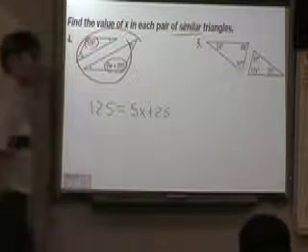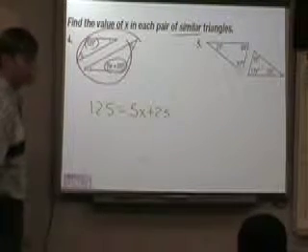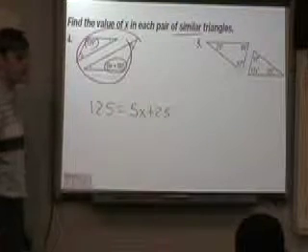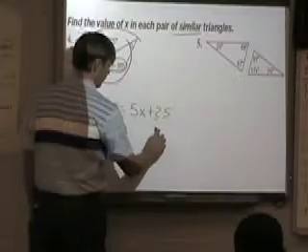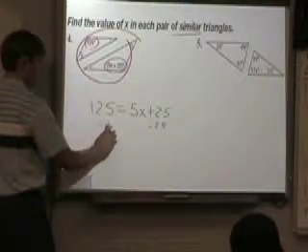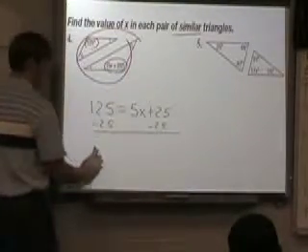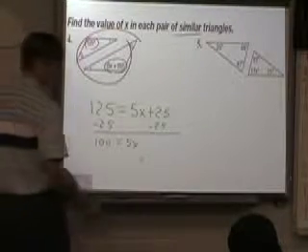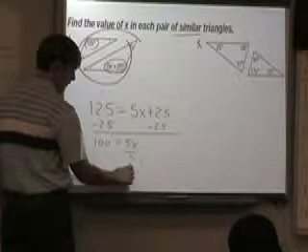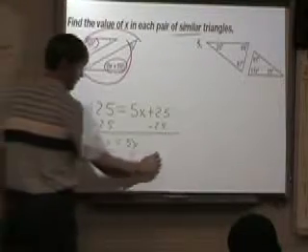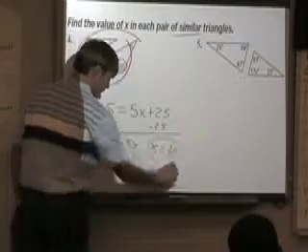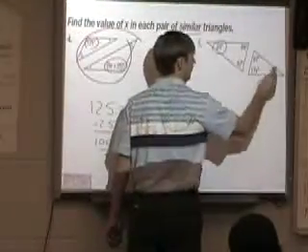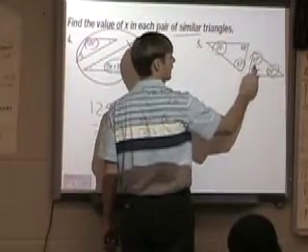Now, to solve this equation, what do I do first, Josh? You gotta subtract 25 on both sides. Yeah, subtract 25 on both sides. And then I have 100 equals 5x. Now what? Then you divide by 5 on both sides. So what's x equal? 20. Good.